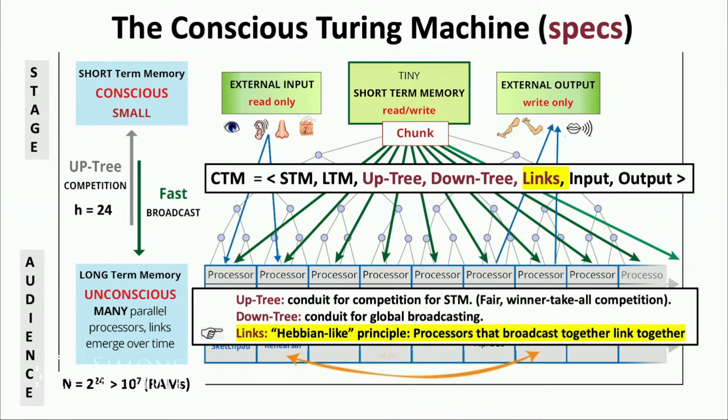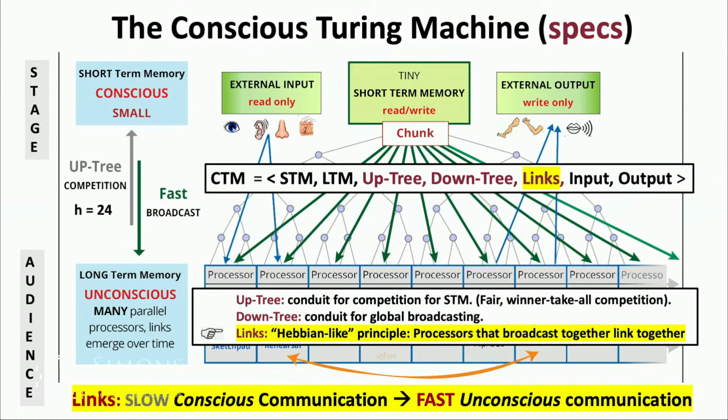As I mentioned, there are no links to start with, but we do have a Hebbian-like principle that processes that broadcast together link together. If one process broadcasts and another broadcasts similarly right after it, they will link together, and that's how links are formed. What links do is turn slow communication that has to go through short-term memory into fast communication through long-term memory processors, or what we call the unconscious processors. When you learn to ride a bike, you're very conscious of all of your motions; you have to think about all of them. But once you learn, your motor processor is connected with your vision processor, and most everything is done automatically, unconsciously, unless a car comes at you or whatever, and we've seen accidents happen that way.